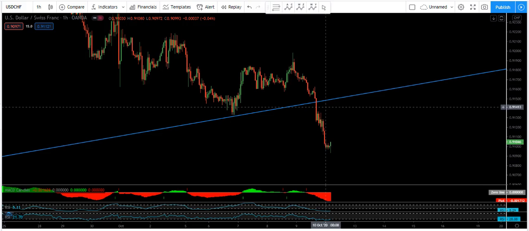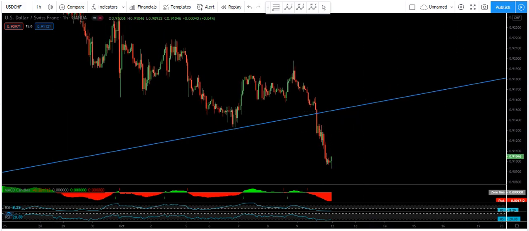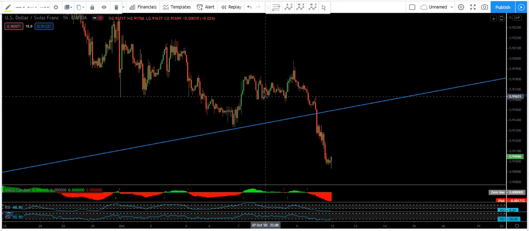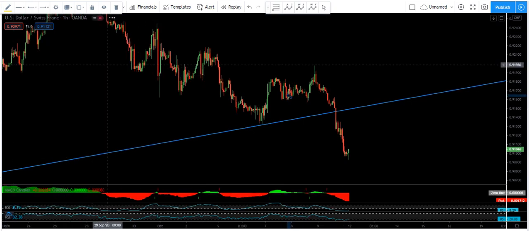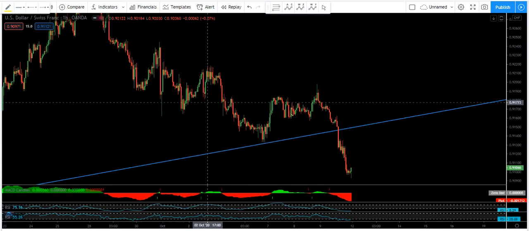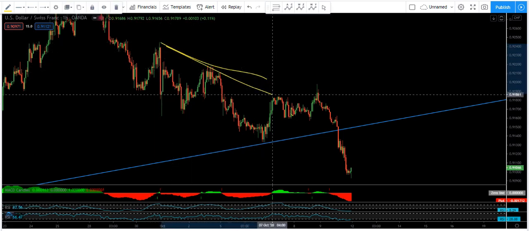USD Swiss. Now we are based on the 1 hour chart. Before we do analysis for the weekly, we want to refer to my last video. In my last video, when the price was somewhere around here, we said we're looking for the buy. But I also highlighted that there is a possibility this one becomes a running flat.